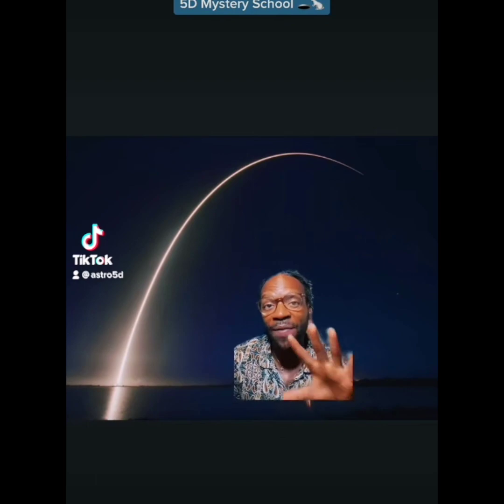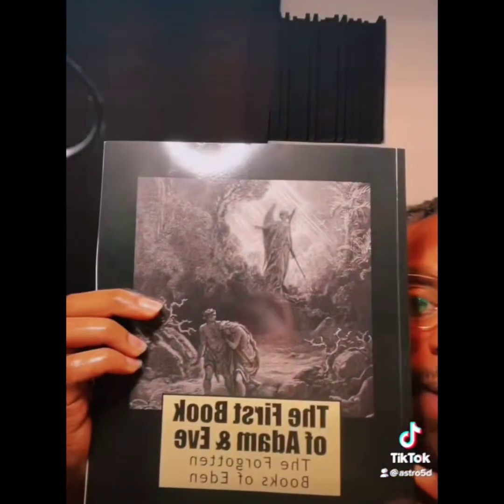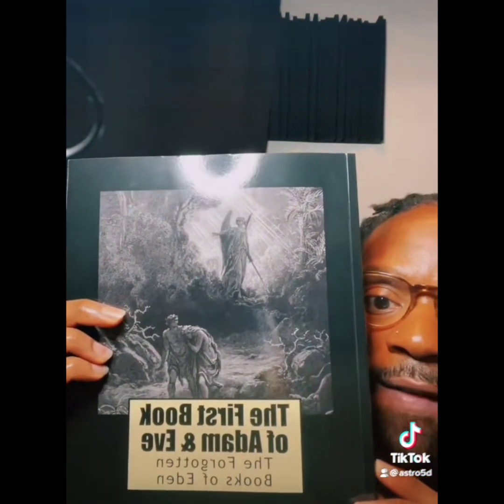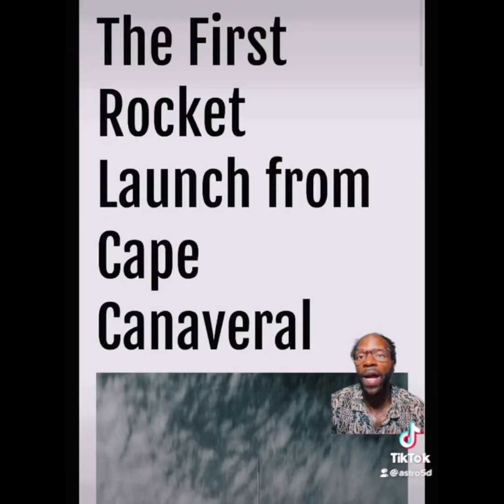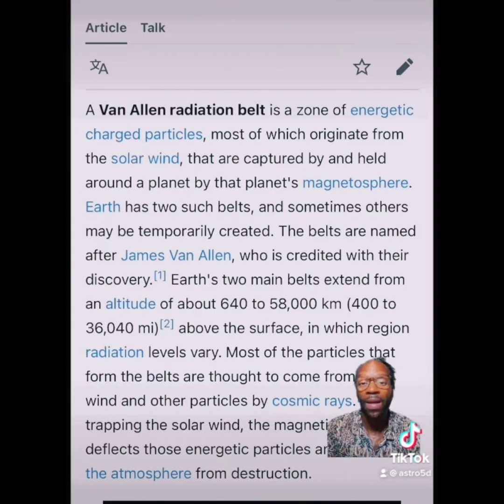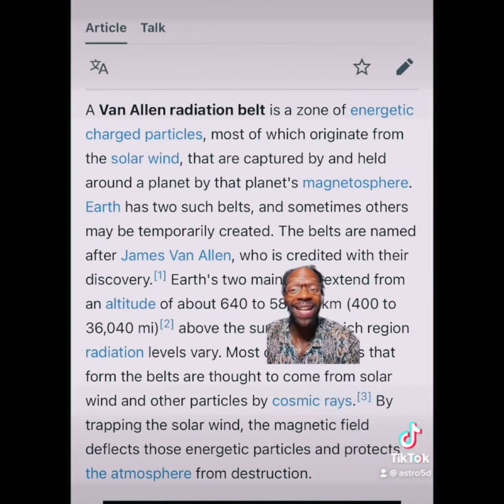Primeval Waters, Part 5. Let's dive deep. Okay, so I want to add one more source. That is the first book of Adam and Eve by Rutherford Platt. Okay, so NASA, the first rocket launch from Cape Canaveral was in 1950. You can pause to read a little bit more here. And then 8 years later, they announced the discovery of the Van Allen radiation belt.